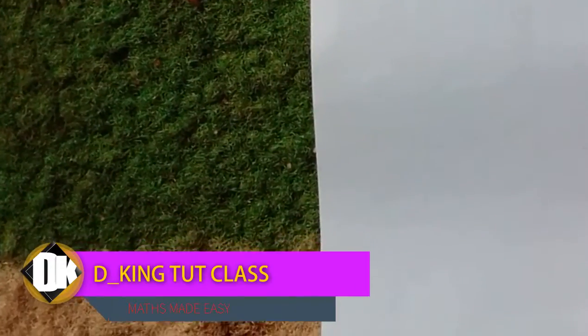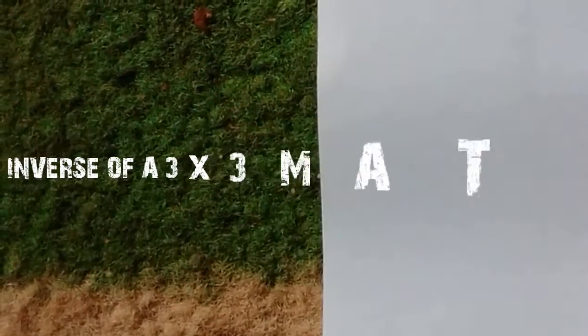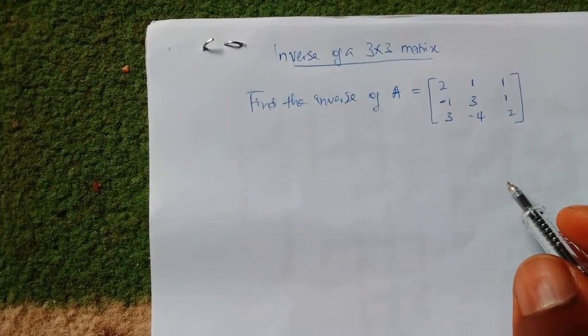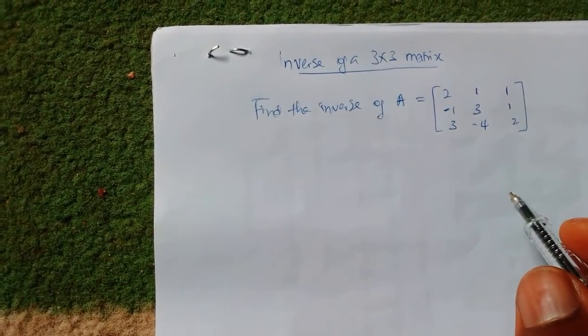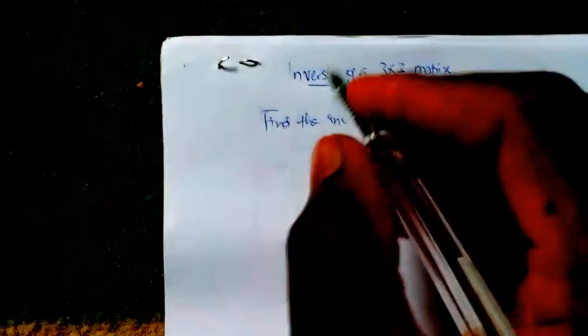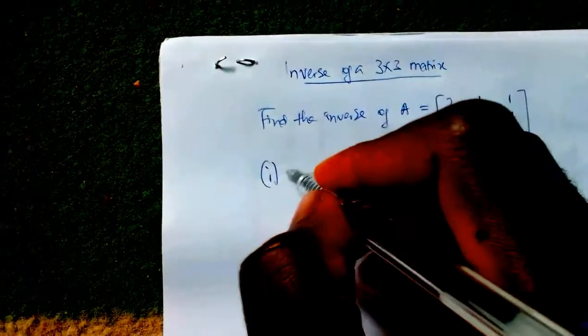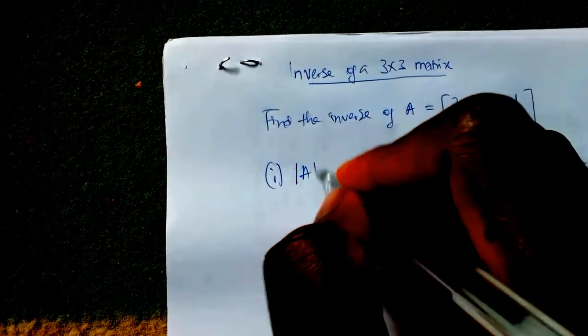In today's class we'll be looking at the inverse of a 3 by 3 matrix. Now, to find the inverse of matrix A, which is given to be 2 1 1, minus 1 3 1, and 3 minus 4 2. In finding the inverse of the 3 by 3 matrix, the first thing you need to do is to find the determinant of the matrix A.